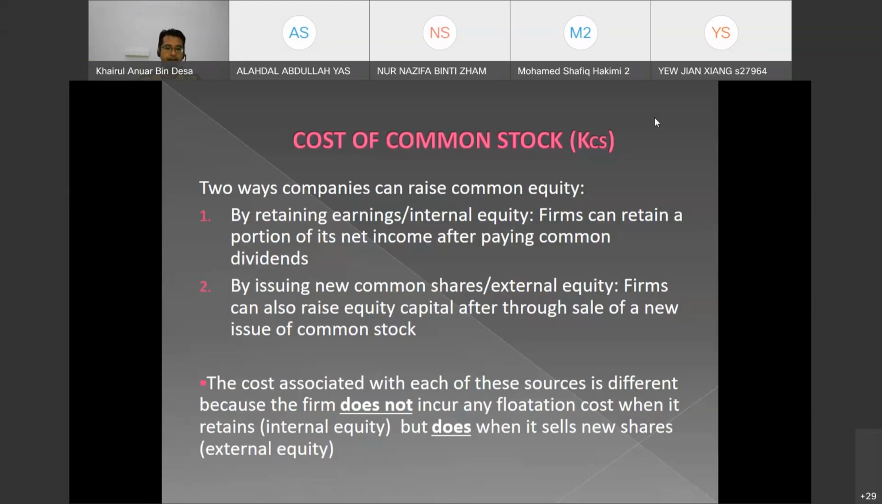As I mentioned earlier, the external common stock here is not free. We have to pay some cost. The cost associated with this common share is different, because a firm does not incur any flotation cost when it retains earnings, or retained equity, but does when it sells new shares to the public.